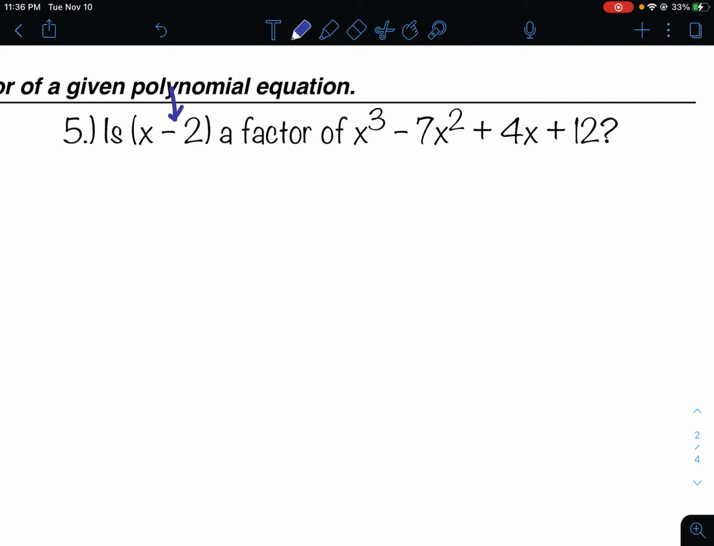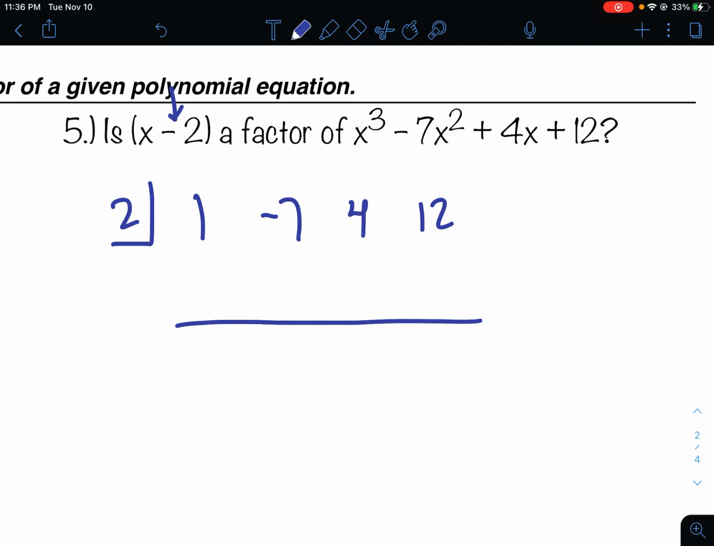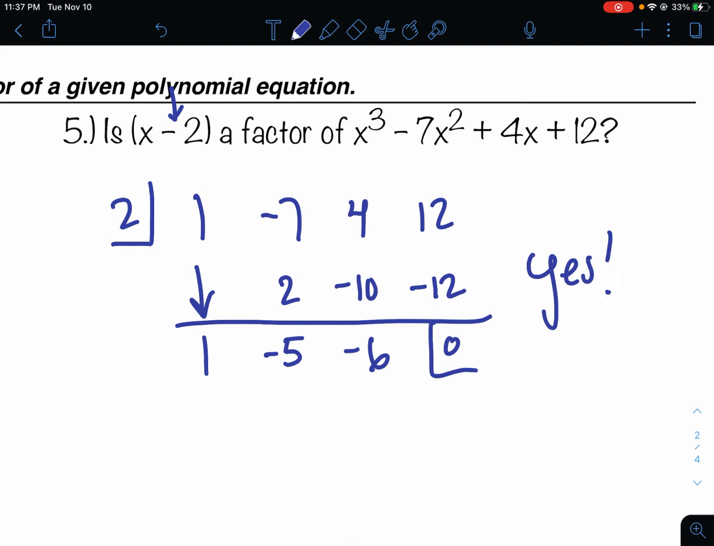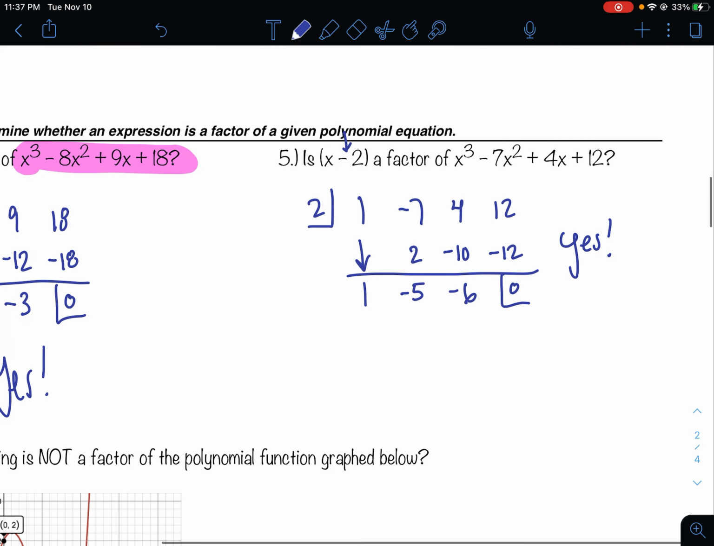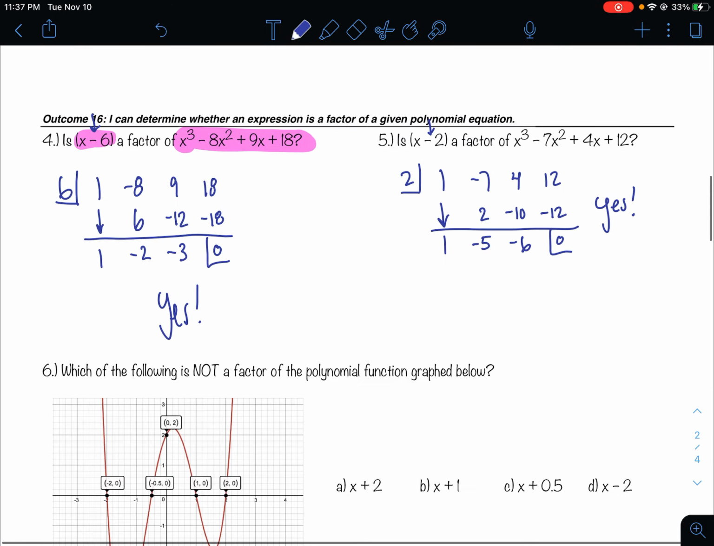So we're going to divide this into the polynomial. What makes my divisor 0 is 2. And I'm going to run it through synthetic division. There's x to the third, negative 7x squared, 4x, and 12. And we're going to run it through. I'm going a little quicker here because we've done synthetic division now 4 times already on this review. 1 times 2 is 2. Negative 7 and 2 is negative 5. Negative 5 times 2 is negative 10. 4 and negative 10 is negative 6. Negative 6 times 2 is negative 12. Yes, this one also is a factor. And that's all you have to do.